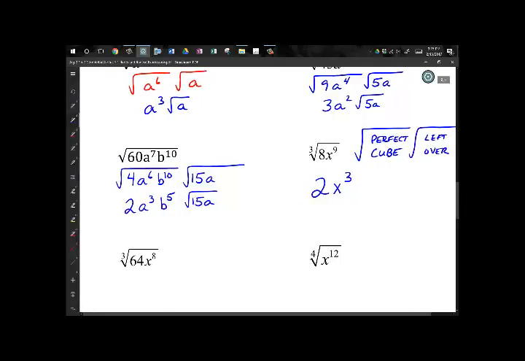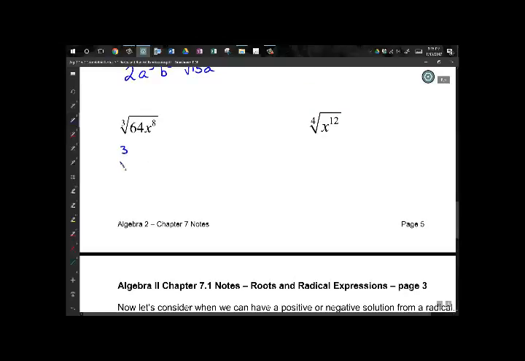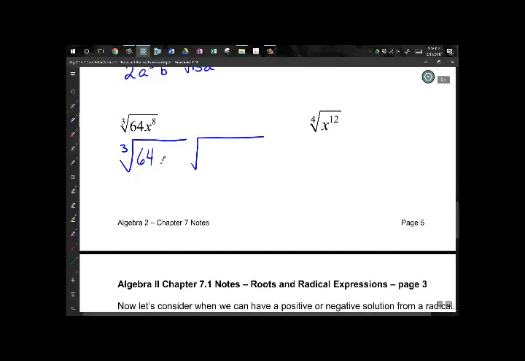You say to yourself, what if it doesn't divide evenly? Well, that's a pretty honest, good question. So we're going to break it into that perfect cube and what's left over. Thankfully, 64, as you know now, is 3 cubed, but x to the 8th does not divide evenly by 3. But x to the 6th is the multiple of 3 below 8, leaving us a leftover 2. Now, once again, I need to remember to put that little small 3 there, which stands for a cubed root.